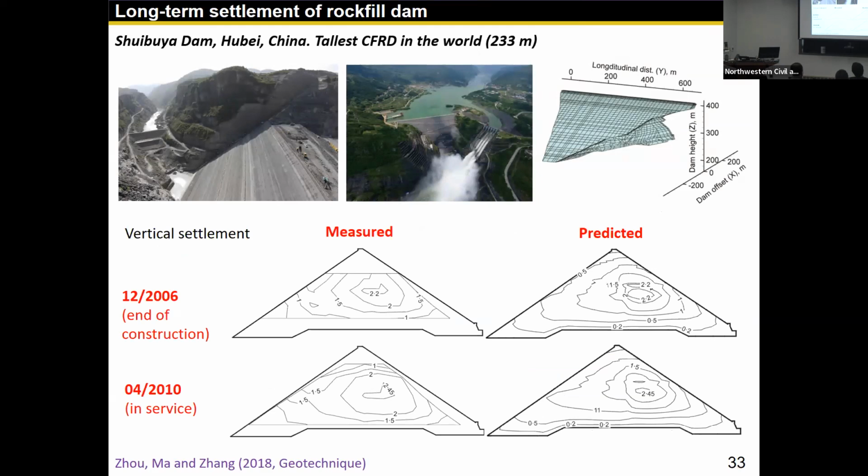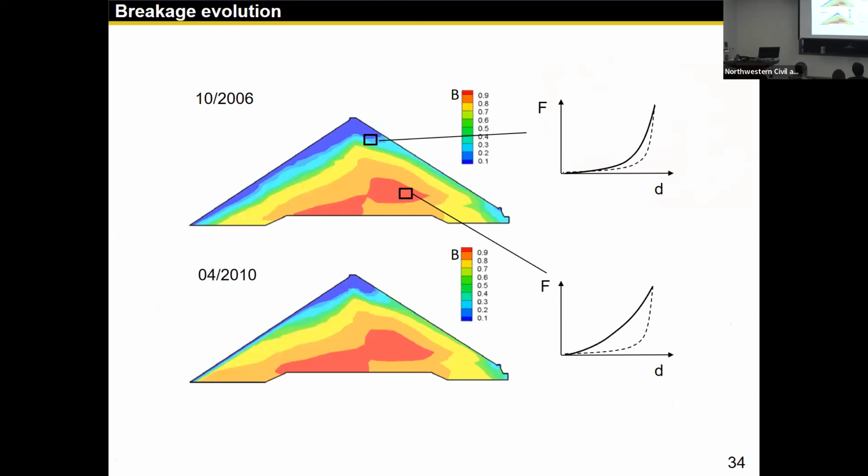And we modeled the Shibuya Dam, which is the tallest concrete face rockfill dam in the world at that time. And here is the measured and predicted settlement profile. You can see when it's just constructed, the maximum settlement happened in the middle of the dam, and it's about 2.2 meters. Our simulation shows a similar location and also similar magnitude. And when the load is held constant, static for 4 years, there's no seismicity or anything, the settlement grows to 2.45. Our model automatically gives the same amount of creep deformation. What's more is that the model can give you the distribution of the internal breakage inside the dam. You can see after construction, the severe damage is only small, but after 4 years, it grows much bigger.